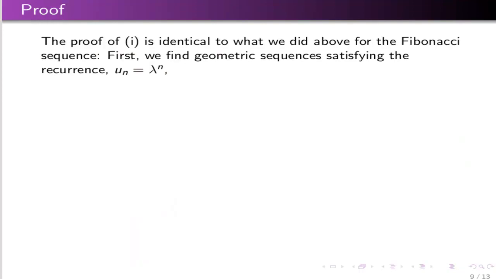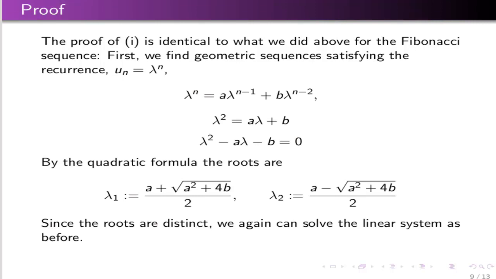So the proof of part 1 is identical to what we did for the Fibonacci sequence. You first find two different geometric sequences satisfying the relationship. So with u_n being lambda to the n, we would get this equation right here, which leads to the quadratic equation, lambda squared minus a lambda minus b equals 0. And by the quadratic formula, we get these two solutions. And since the roots are distinct, we again can solve the linear system like we did before to get a unique solution for any choices of the first two terms. So that proof is identical. I'm not going to write down any more details there.